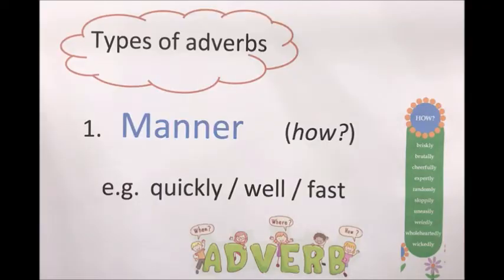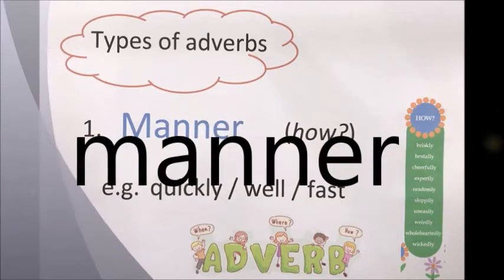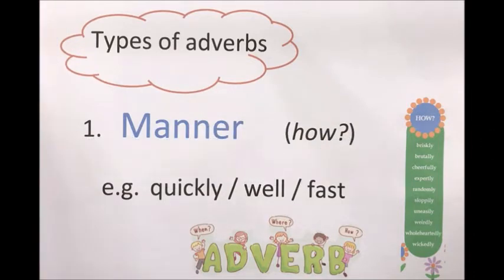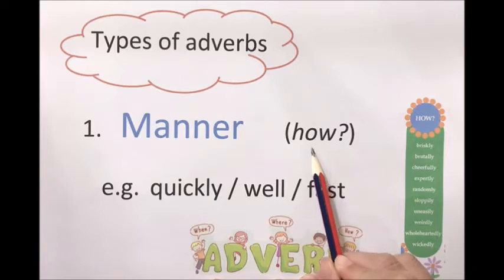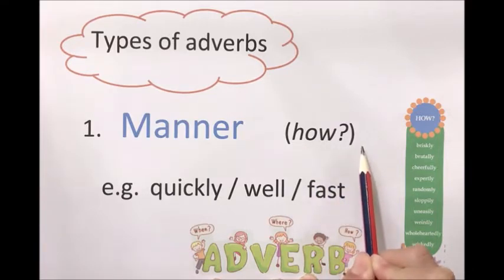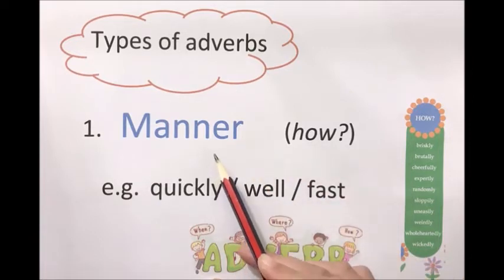Types of adverbs. The first type of adverb is manner. The key question you ask yourself is how. How is the boy singing? How is the girl kicking? How are they running? If you can answer the question how next to the verb, you are working with manner.